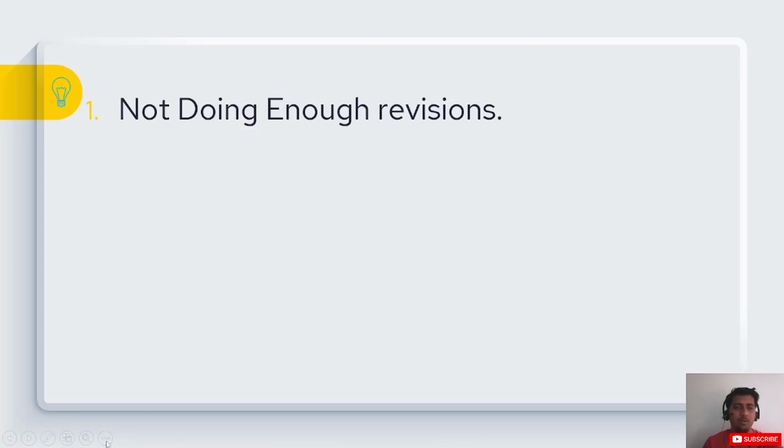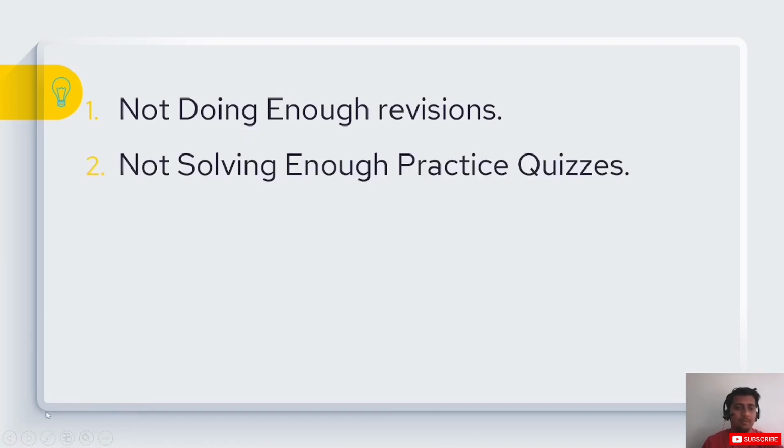Now let me talk about the second point, which is not solving enough practice quizzes. These are the second set of candidates who do a lot of revision, who go through the content end to end. They have memorized the definitions, formulas, anything like that, but they have not solved enough practice quizzes. That's their problem.